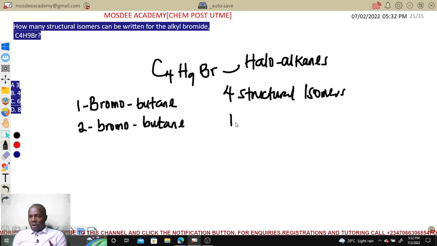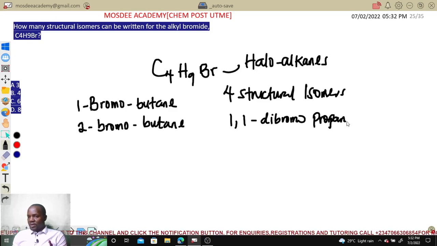Then when you now put 1, 1, it will now be dibromo. Then you have shifted this one by 1. It's reduced by 1. What do you have now? Before butane, what do you have? That is propane. I hope you understand. Then this is 1, 2, dash dibromo, dibromopropane.